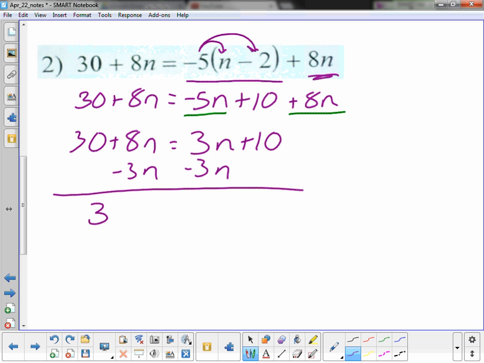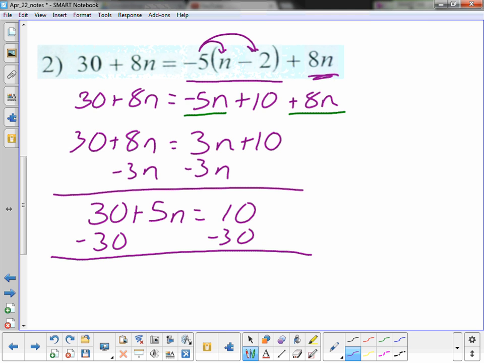That gets me 30 plus 5n equaling 10. And now I want to move the 30 because it's on the same side as the 5n, but it doesn't have an n, so I want to get rid of it. I want to reduce the problem amounts here. So I'm going to subtract 30 because that was a positive 30, so that way these two cancel off when I look at the positive and negative signs.